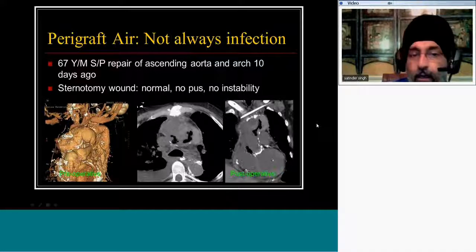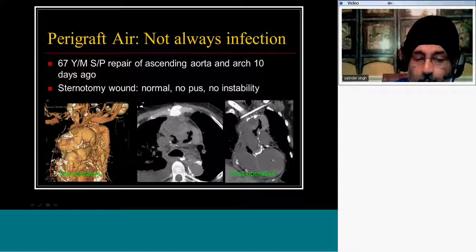Now, as I said before, air is not uncommon in the early postoperative period. This is a patient who had a very complex procedure for an ascending aortic aneurysm dissection. This is a preoperative CTA 3D view. And on the post-op, the CT was done to evaluate for loculated effusion, not for looking for gas. But in fact, if you look, there is a graft here, there is a perigraft hematoma, and a large amount of air. So if you are not sure, our residents on call often tend to call air hematoma, patient had infection. No, this actually was not infected.